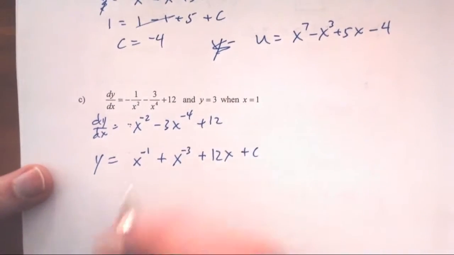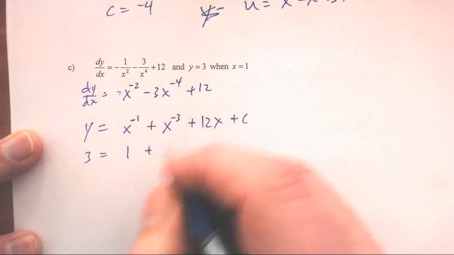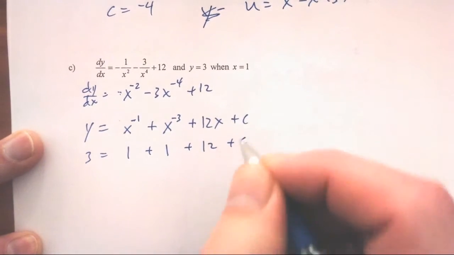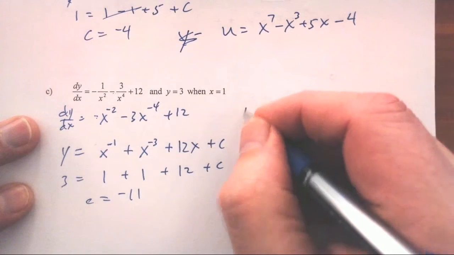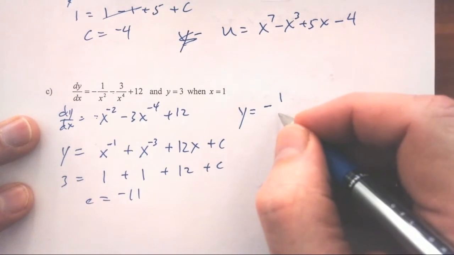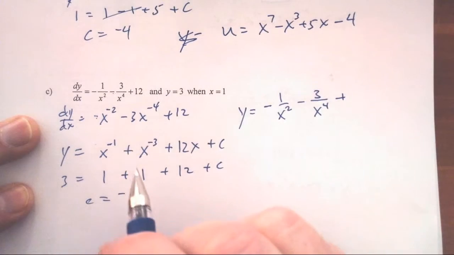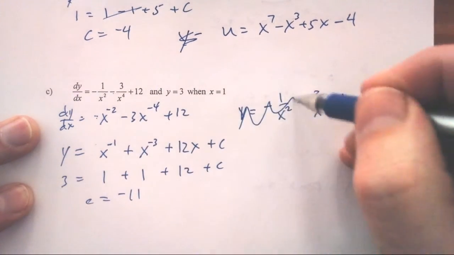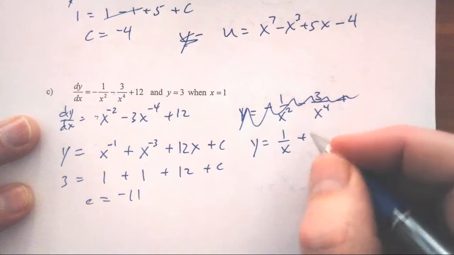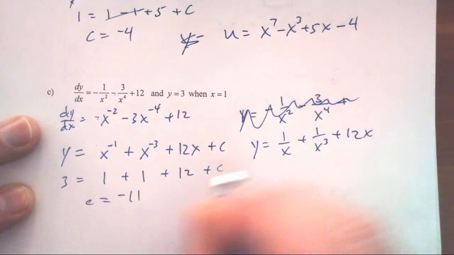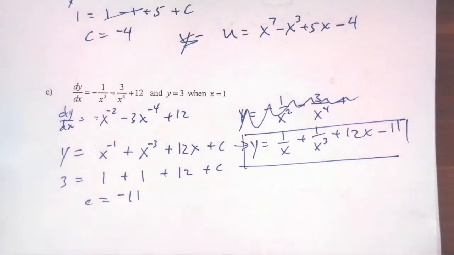Integrate both sides. Okay, so y is 3 when x is 1. They're being pretty merciful here. 1 to the negative 1st plus 1 to the negative 3rd plus 12 times 1, 12. Plus c, that's 14, so c is subtract 14, negative 11. Final answer, I'm going to put it back in this form. Y equals negative 1 on x squared minus 3 on x to the 4th plus, oh, I'm looking at the wrong row. My fault. I bet you caught that. Y equals 1 on x plus 1 on x cubed plus 12x, getting that from here, minus 11. Final answer after a little miscue.